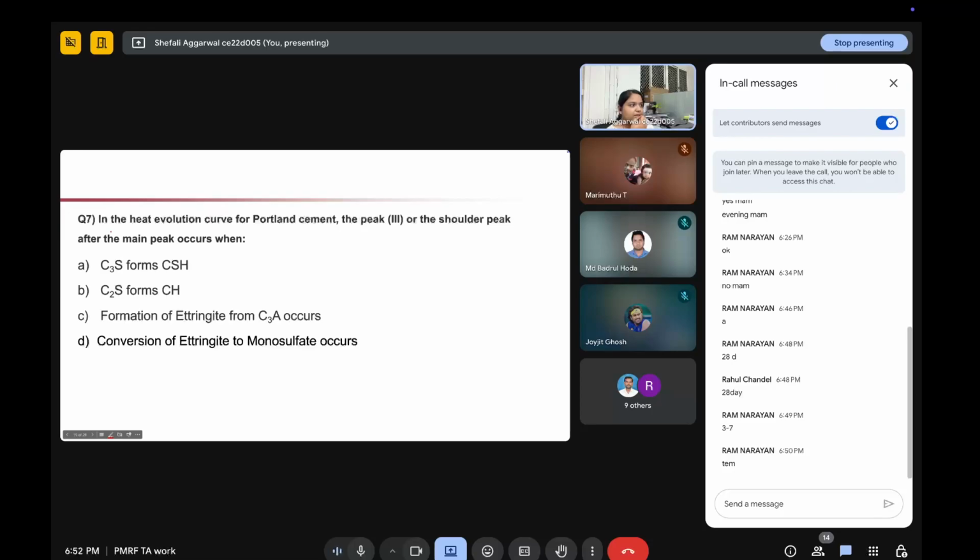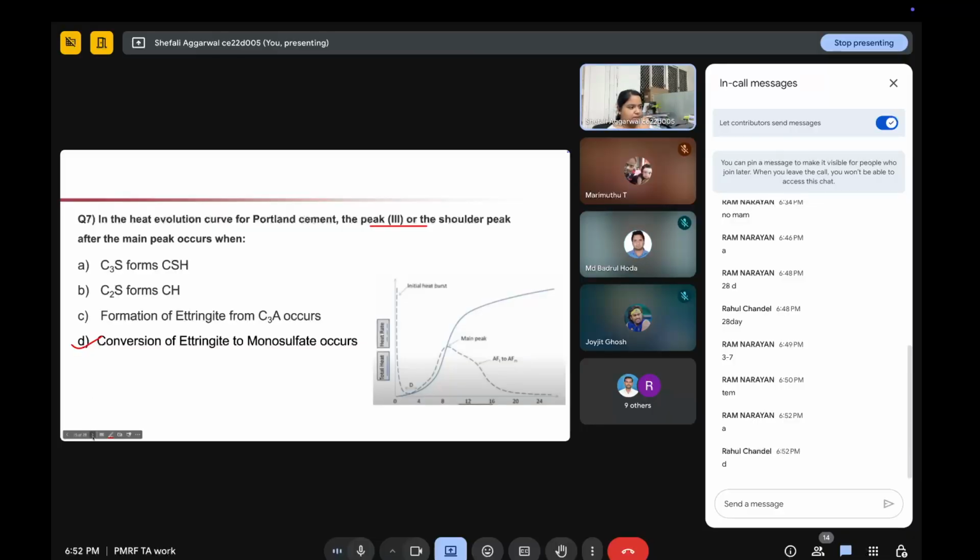So in the heat evolution curve for Portland cement, the peak 3 or the shoulder peak after the main peak occurs when C3S forms CSH, C2S forms CH, formation of ettringite from C3A, or conversion of ettringite to monosulfate. So recently only we discussed D. D, correct. So our second peak is mainly due to conversion of our ettringite to monosulfate.